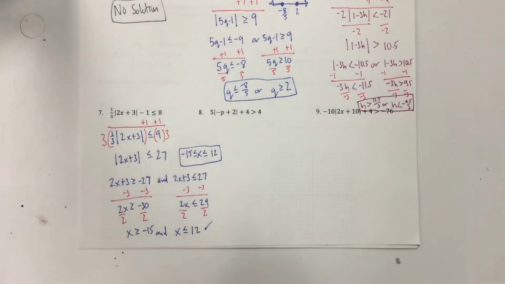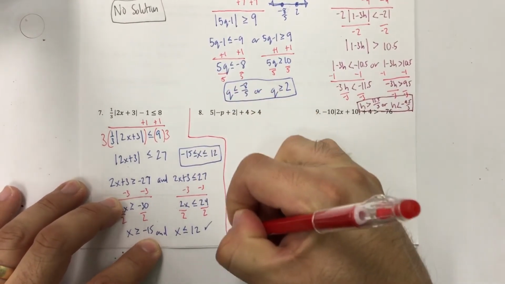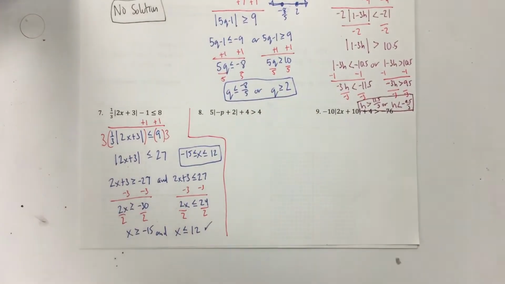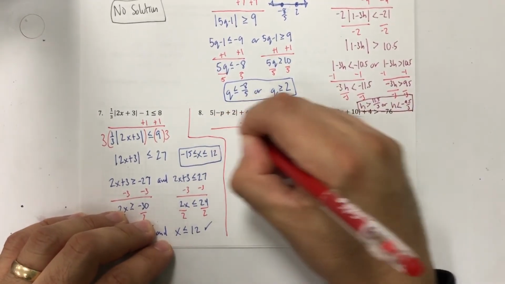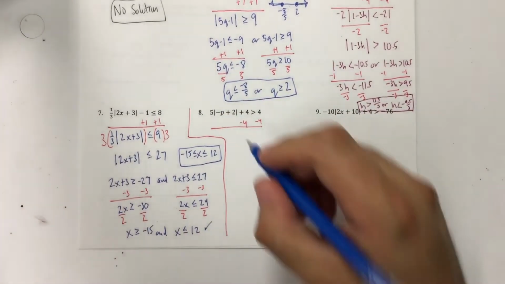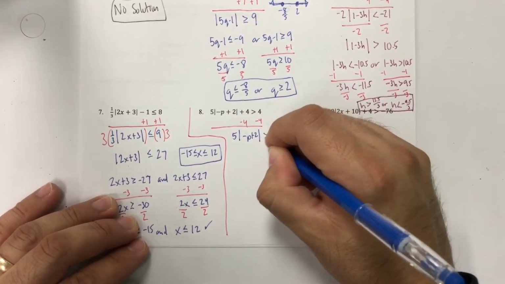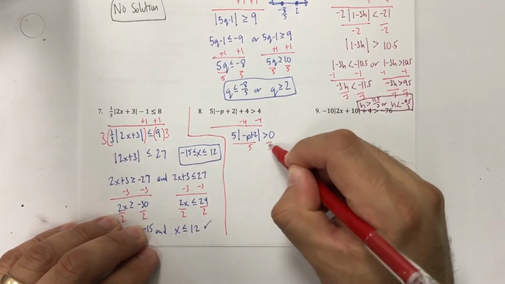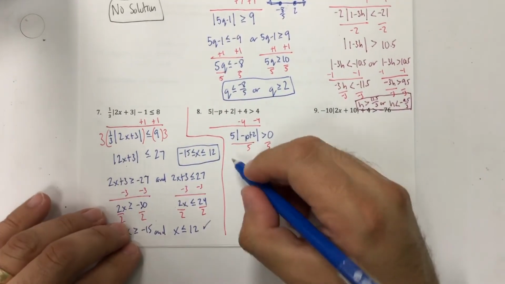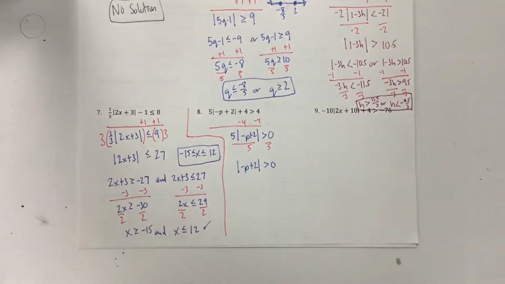All right, so you can see I'm kind of running out of room here, so let's isolate over here now. So we're going to first subtract 4 from both sides. So we have that 5, absolute value of negative p plus 2 is greater than 0. Divide by 5. The absolute value of negative p plus 2 is greater than 0.